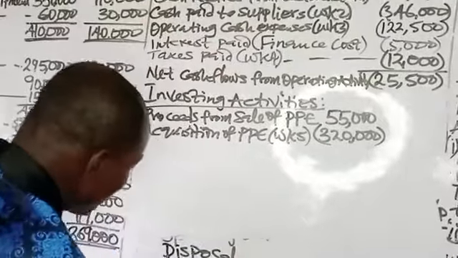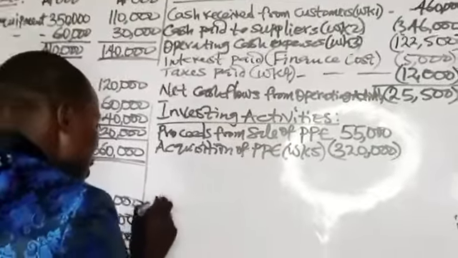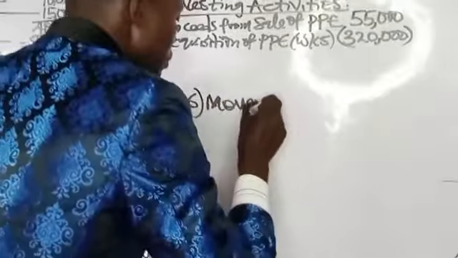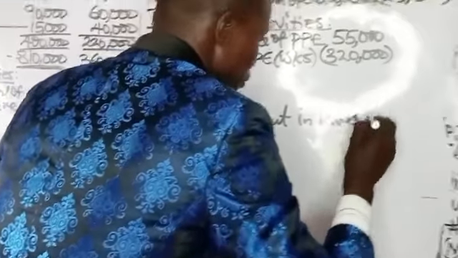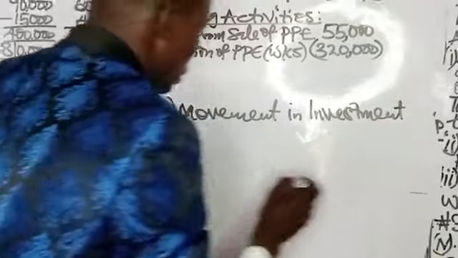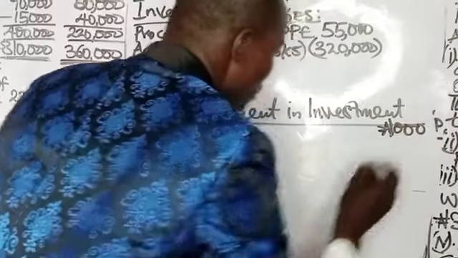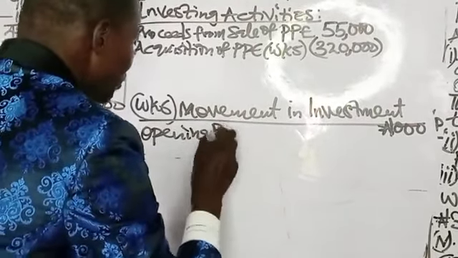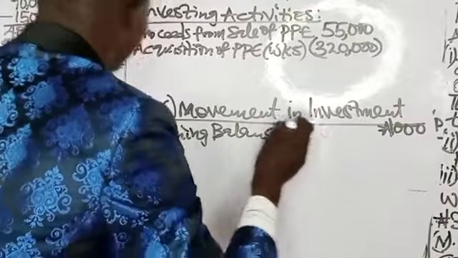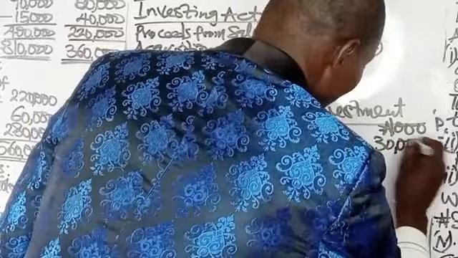Movement in investment. Working number 6. Movement in investment. As usual, we normally start with the opening balance. Opening balance in respect of the investment. From the statement of financial position, we have 30 million.